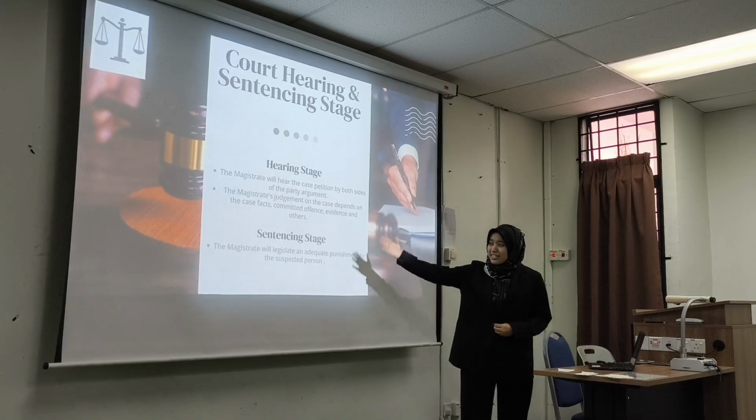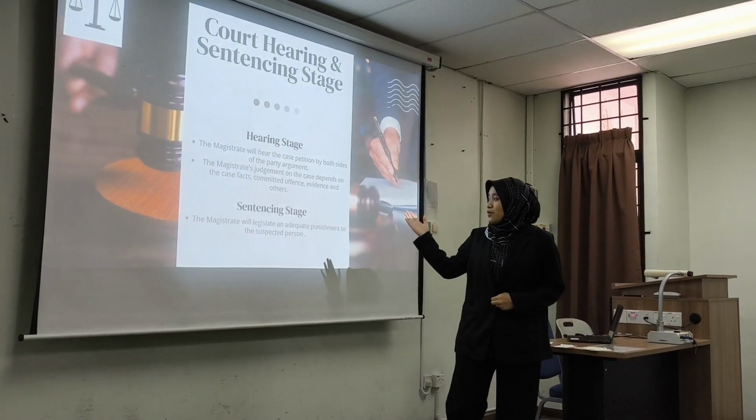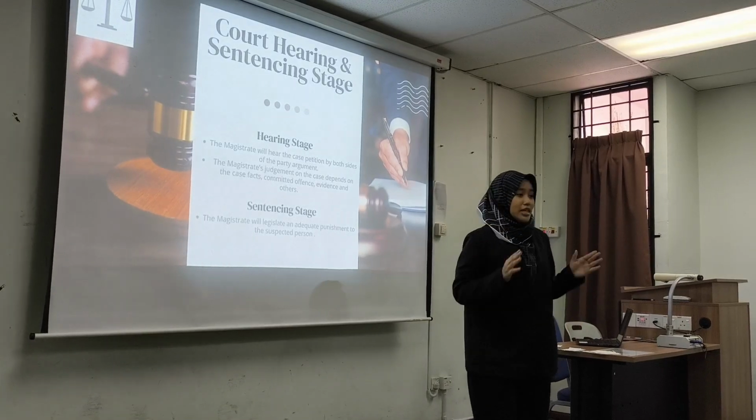And the last stage is the sentencing stage. And the sentencing stage is where the magistrate will legislate and impose punishment on the suspected person.